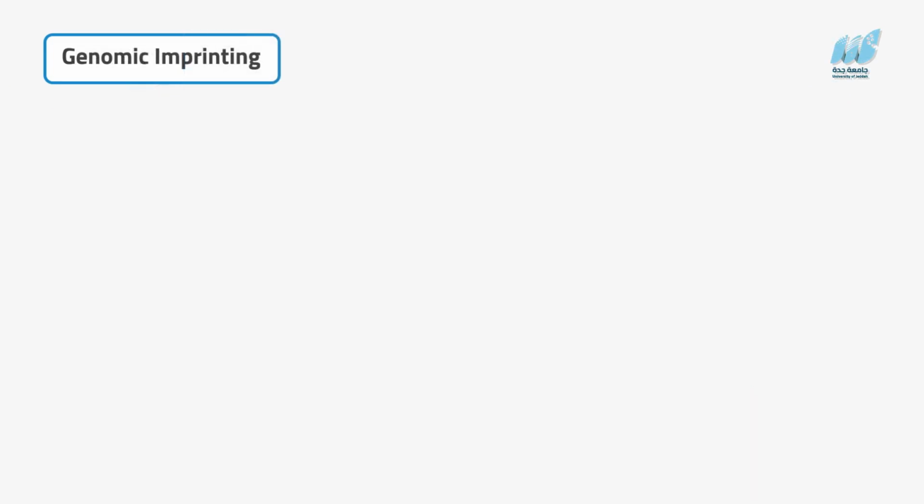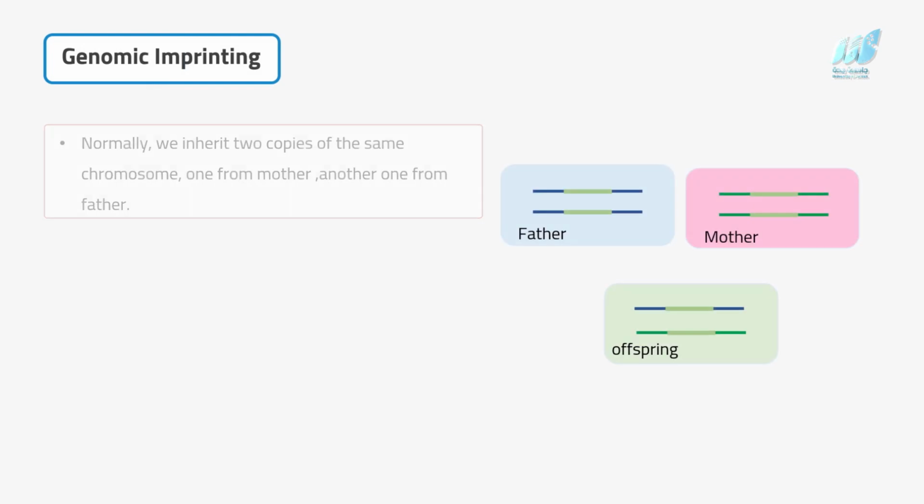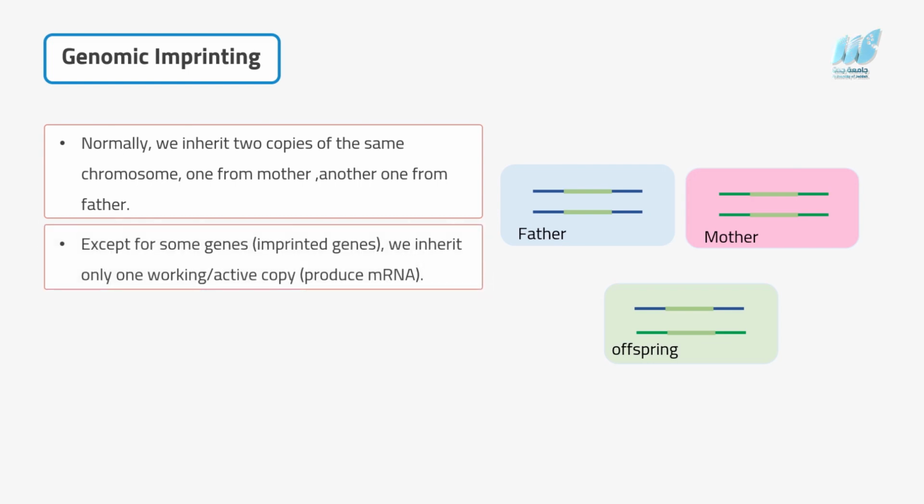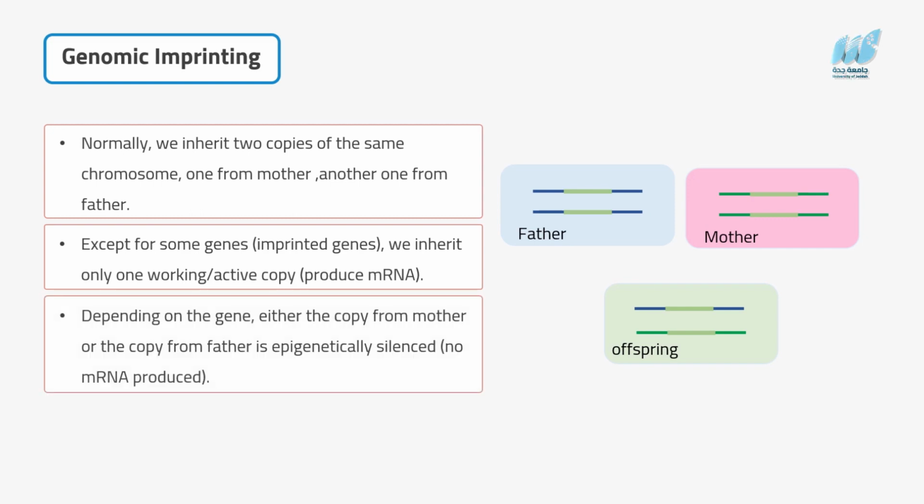The first topic is genomic imprinting. Each person has 2 copies of the same chromosome, one from the mother and the other one from the father. For some human genes, one of the alleles is transcriptionally inactive, which means there is no mRNA produced, depending upon the parent from whom the allele was inherited.